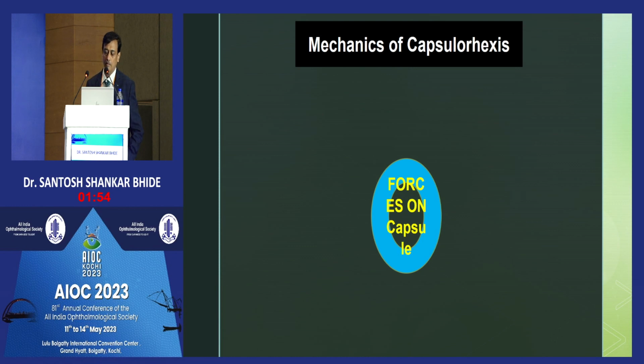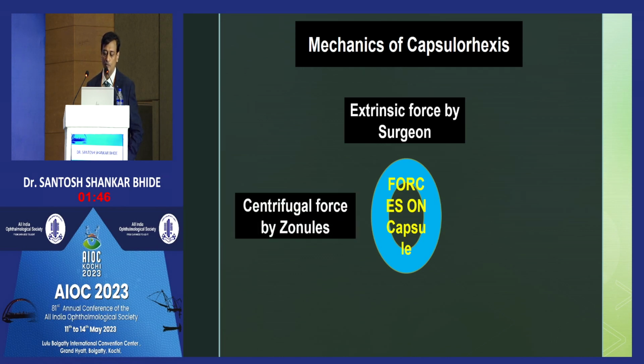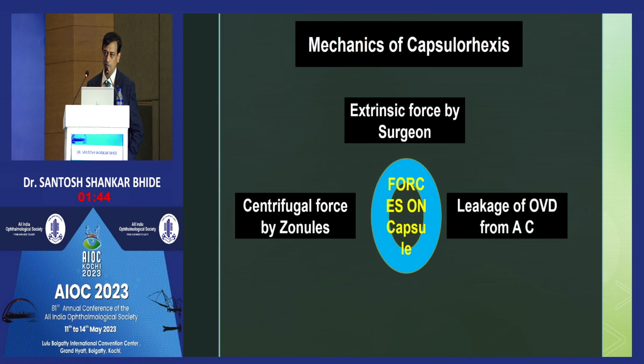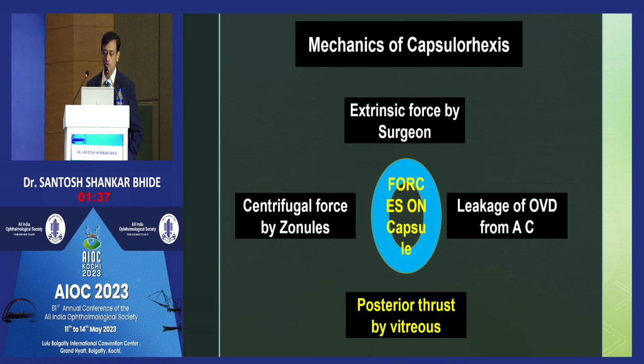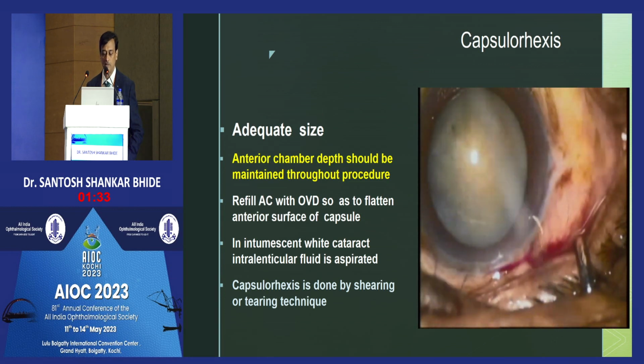If you look at the mechanics of capsulorhexis, there are 4 forces which are acting on the capsule during capsulorhexis: the extrinsic force by the surgeon, centrifugal force by the zonules, leakage of viscoelastics from the anterior chamber, so there is an egress of fluid, and there is a posterior vitreous thrust. So you have to balance in such a way that there will be a proper capsulorhexis.